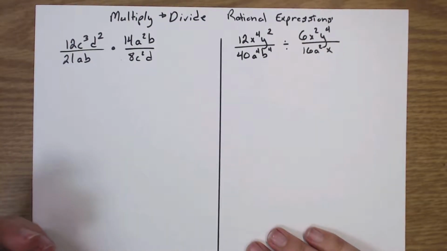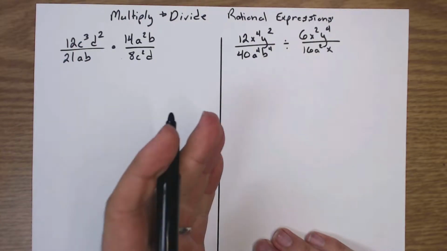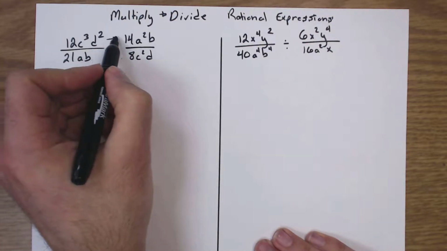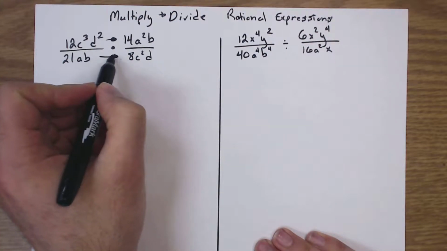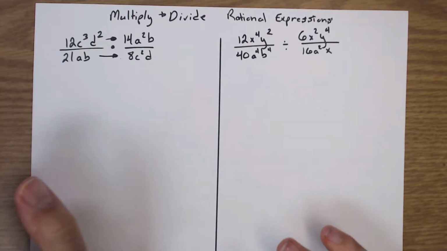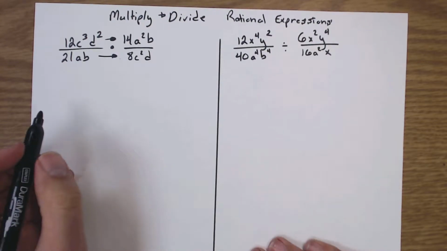All right, what I'm going to do with these is multiply everything together, then I'm going to start simplifying. When I'm multiplying, we just multiply straight across, numerator to numerator, denominator to denominator. None of this cross-multiplying stuff. Don't do that. That's only if there's an equal sign and you don't see an equal sign.